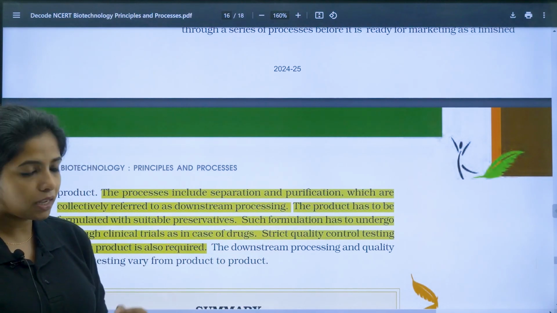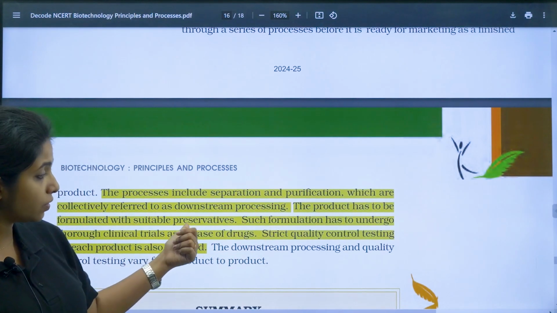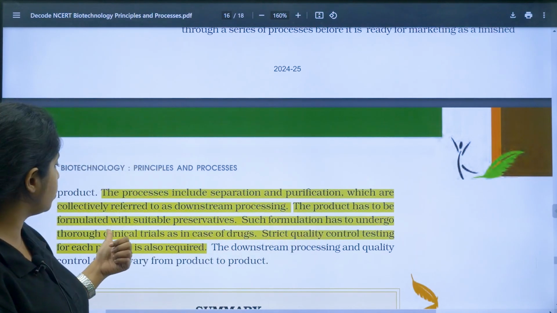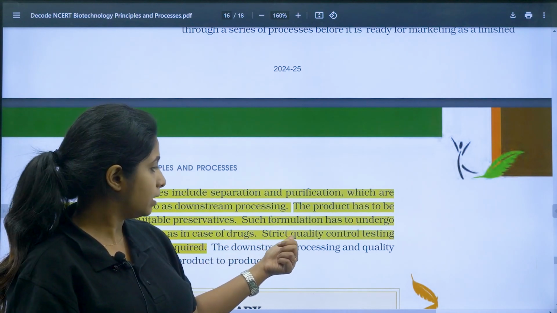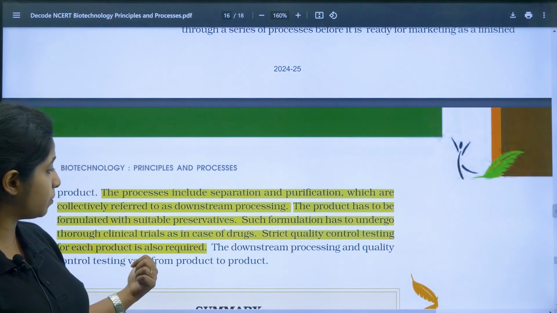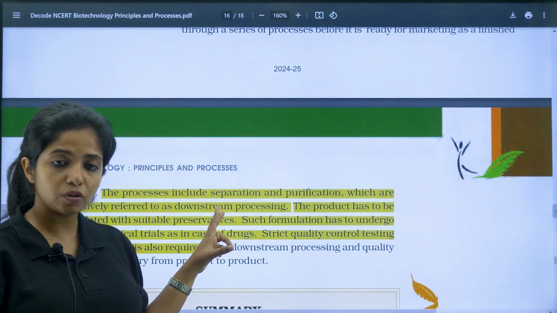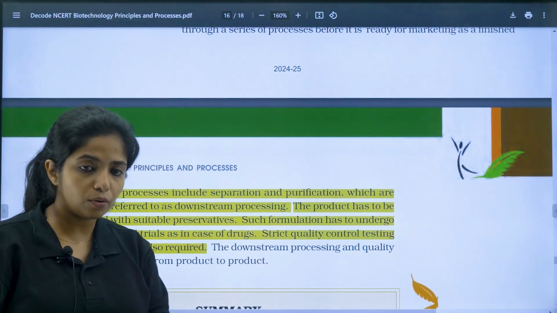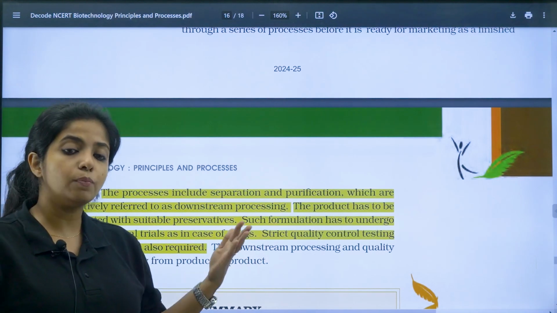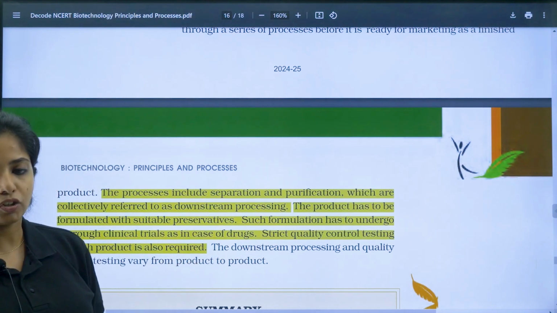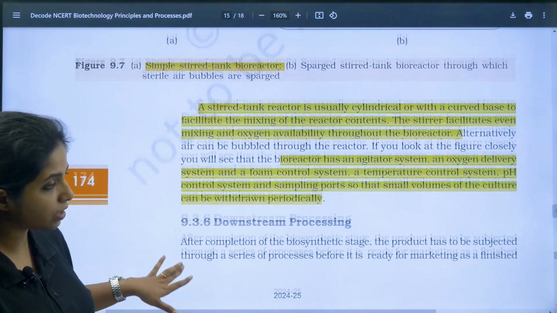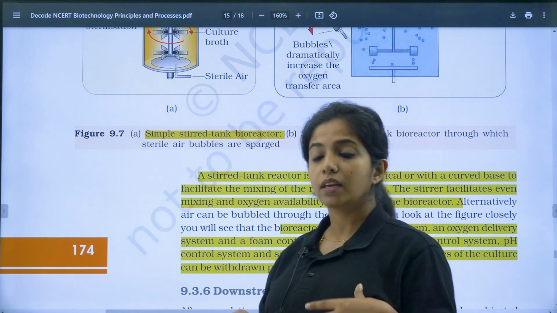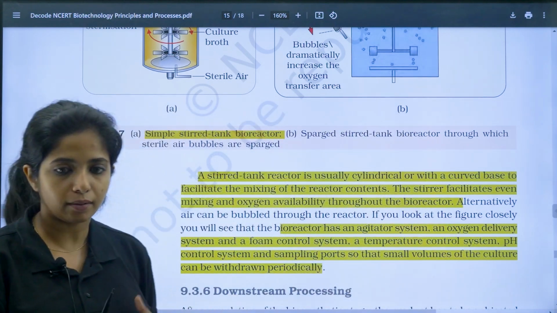Separated and then purified. The product has to be formulated with certain preservatives as well. Whatever you get, you put it in certain preservatives. Such formulation has to undergo thorough clinical trials, and in case of drugs, strict quality control testing for each product is also required. So what do you mean by downstream processing? Separation and then purification, and you put preservatives as well, you do quality checking and things like that. So that is how things work: isolation, cutting, then amplification, then putting inside the host organism, then extracting the gene product, and then cleaning it up.